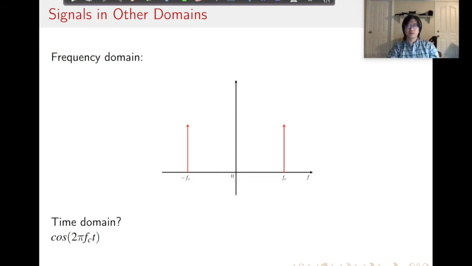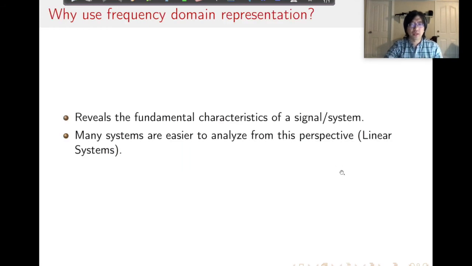Which is pretty convenient. And it's very clear from this figure that the signal has only one frequency point. That's one of the reasons that we may want to look at a signal from the frequency domain. A similar approach can also be used to analyze a system. Okay, very good.